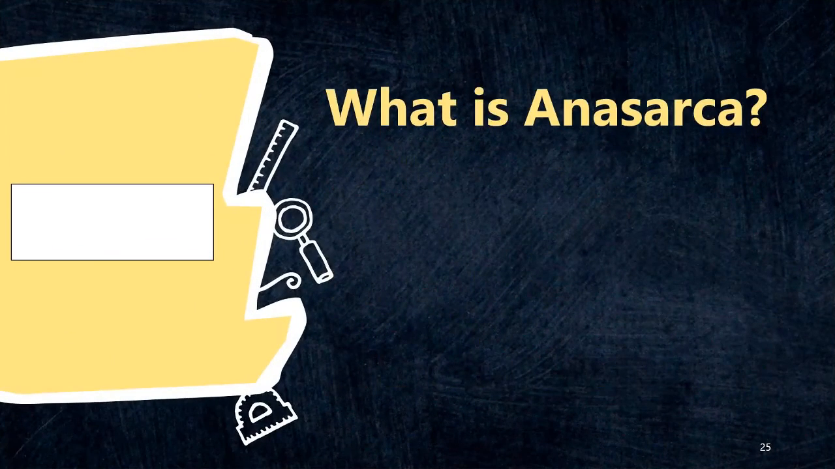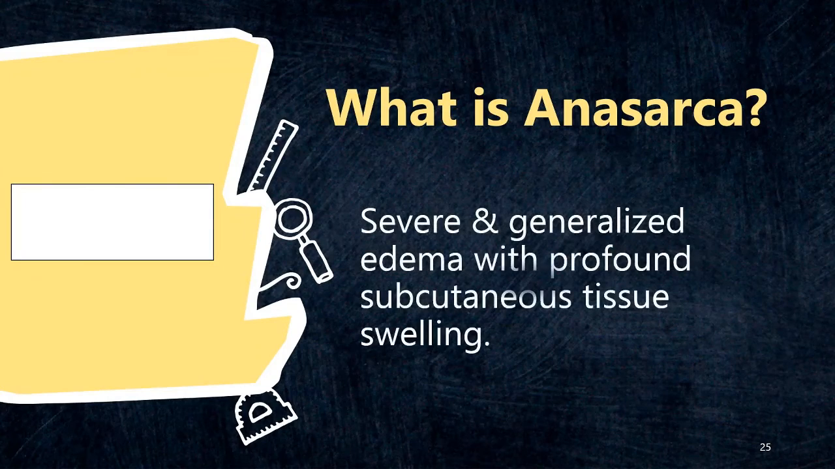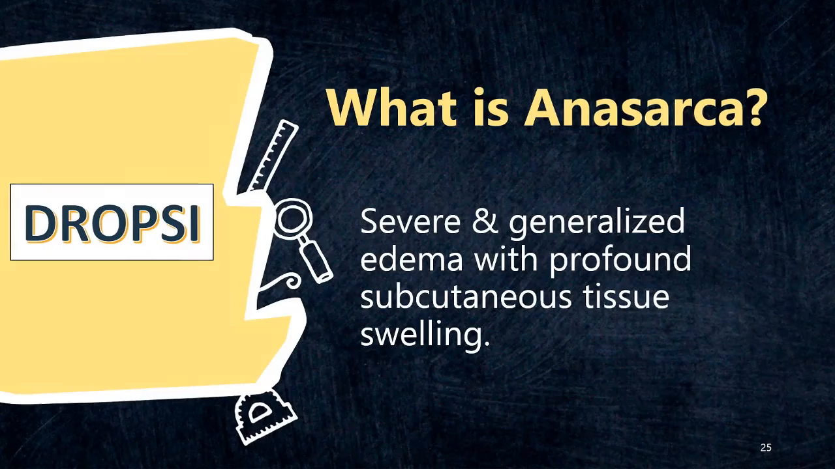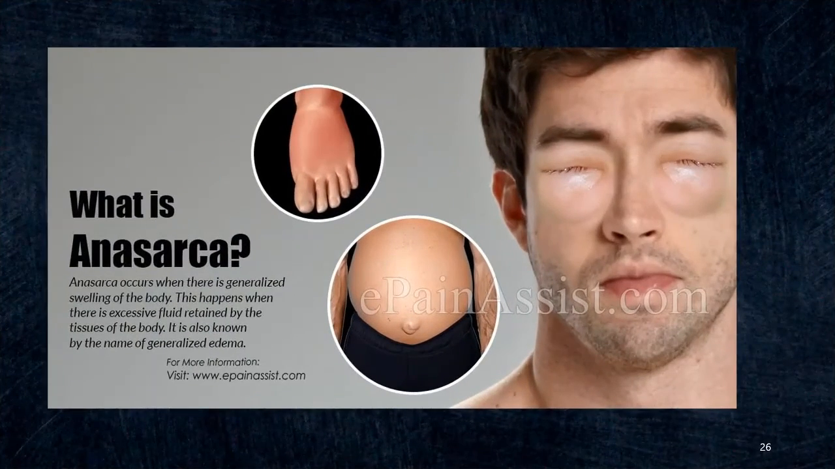Now, here's a question for you. What is anasarca? It's a very common clinical term. Anasarca is severe and generalized edema with profound subcutaneous tissue swelling. Okay, and actually, there is an interesting synonymous name of this anasarca. What is it? This is dropsy. Okay, you have to remember these two names, anasarca and dropsy. Okay. So this is a figure. We can see here generalized edema, here leg, abdomen, eye, everything is too much swollen.